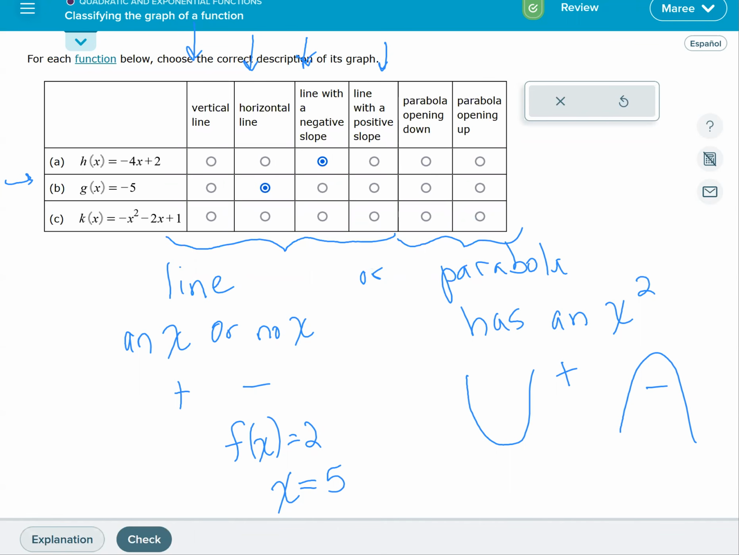Here we have a negative x squared. So the x squared means it's a parabola, and because it's negative, it's opening down. And that's the end of the lesson.